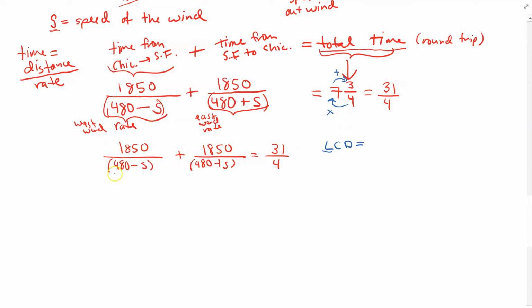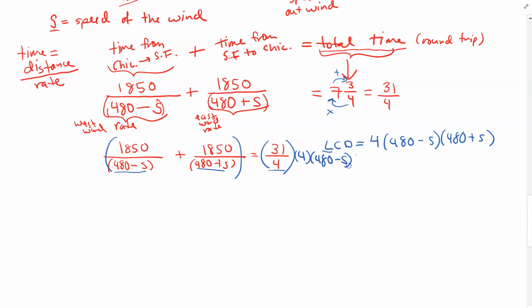Now in this case, there's really nothing in common between each of my denominators, so I'm just going to have to multiply them all together. Because they don't have any common factors, so they're all remaining factors. So you just multiply them all together, and then you take that amount and multiply it to both sides of the equation. So all of this, 4 times 480 minus s times 480 plus s, gets multiplied to both sides. So I multiply all of that here, and then I multiply it to this side as well.